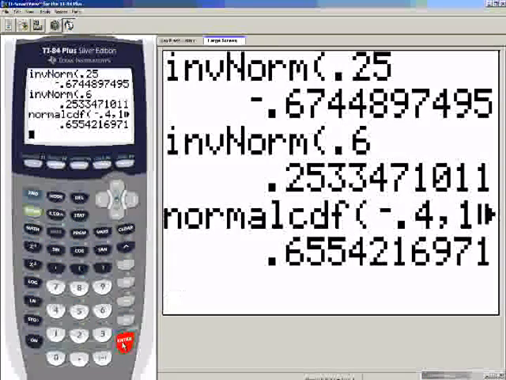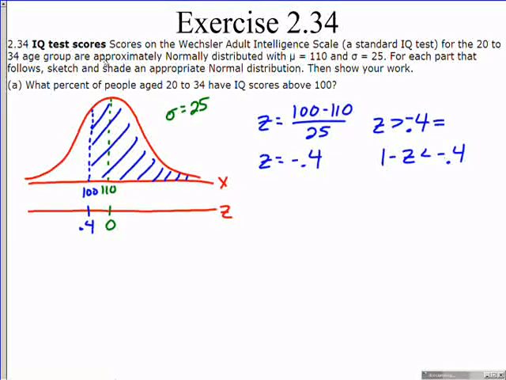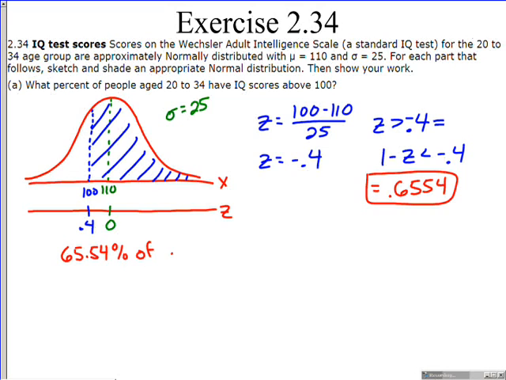We get 0.6554. So that means that 65.54% of adults age 20 to 34 have IQ scores higher than 100.